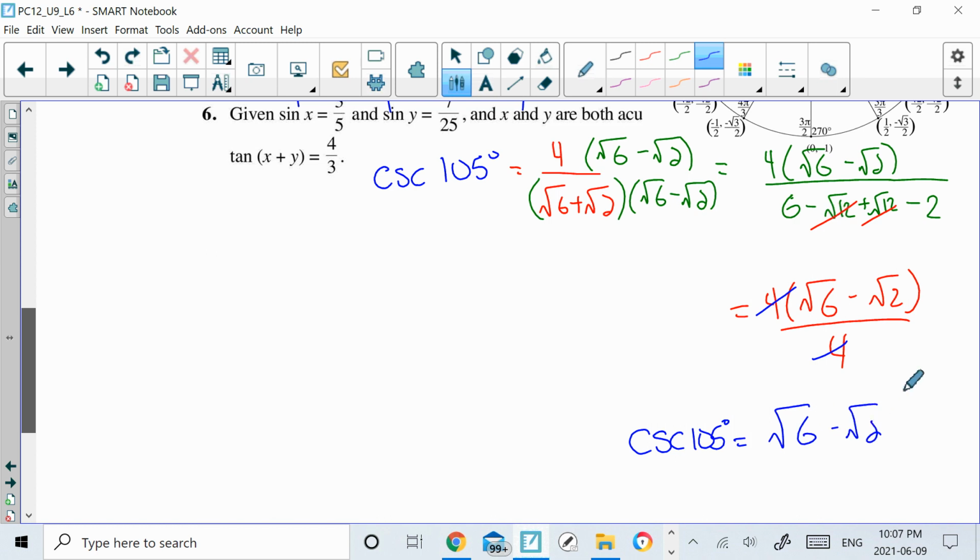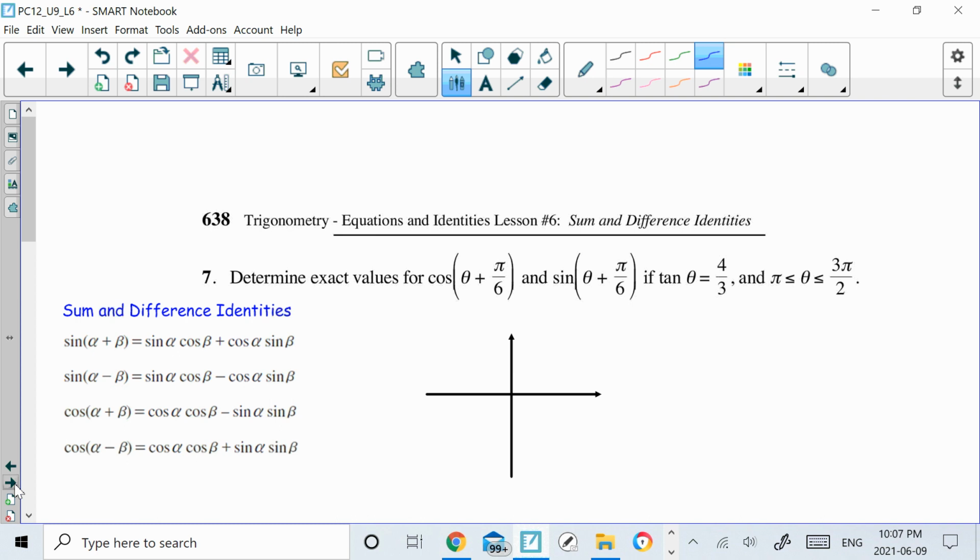Let's look at the last question that I wanted to solve with you, which is homework question number 7. This is going to be quite involved in order to solve. It says determine the exact values for the cos, where the argument is a sum, and then the exact value of the sine, where the argument is also a sum. So we're going to have two different identities here, two sum identities.